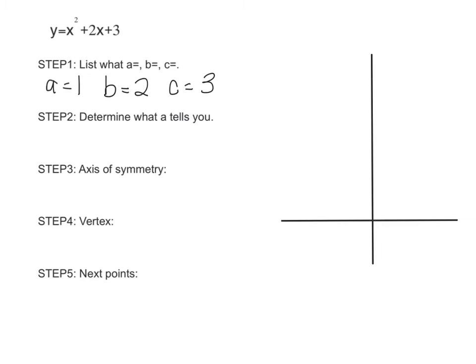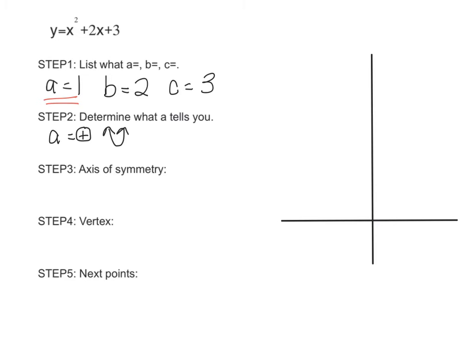In this case, because A is a positive 1, what I know is that my parabola, because A is positive, needs to be facing upright. So if for some reason, once I get my vertex and then I find my next points, it shows that it's facing down, I know something's not quite right.